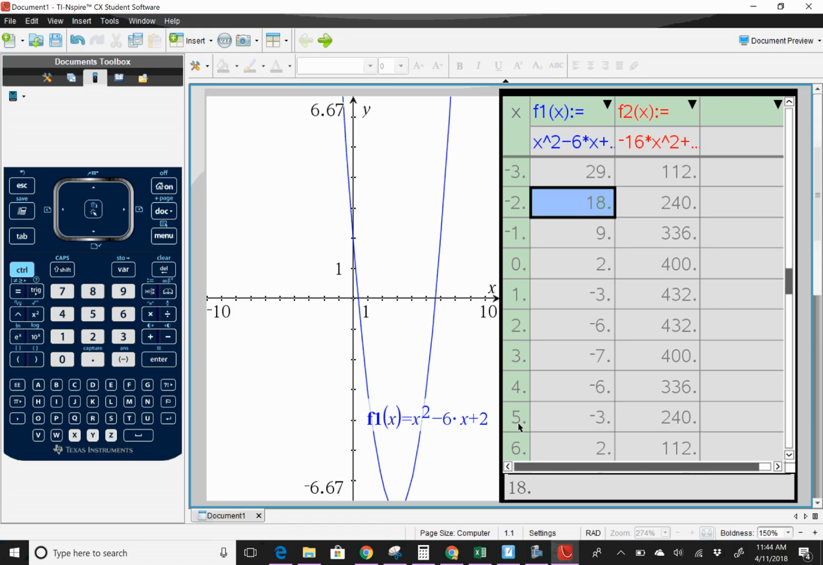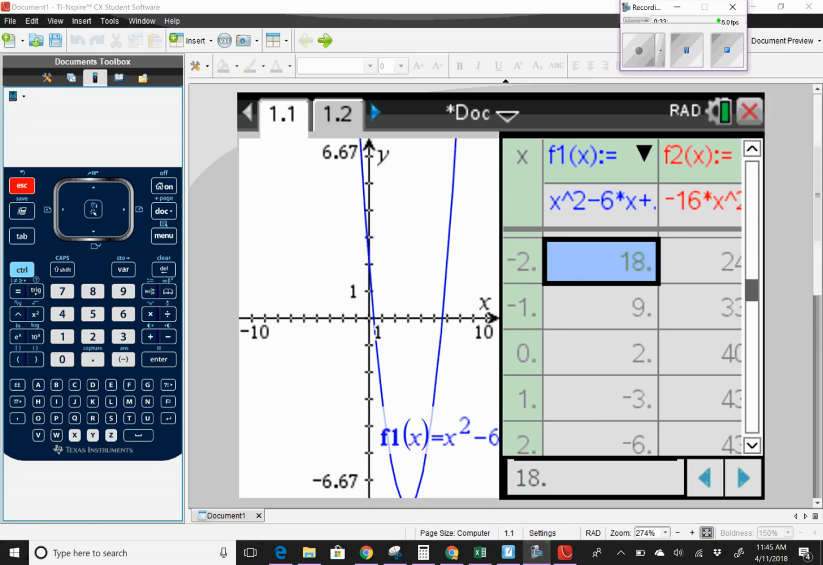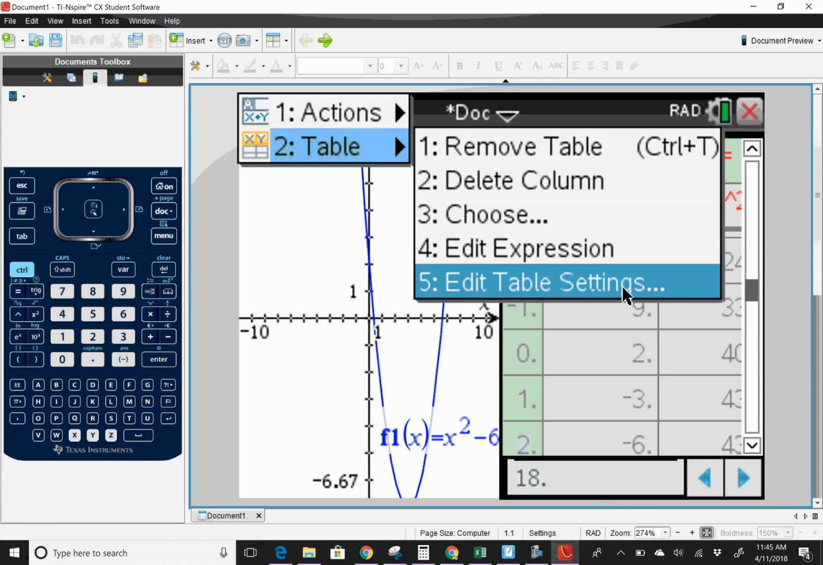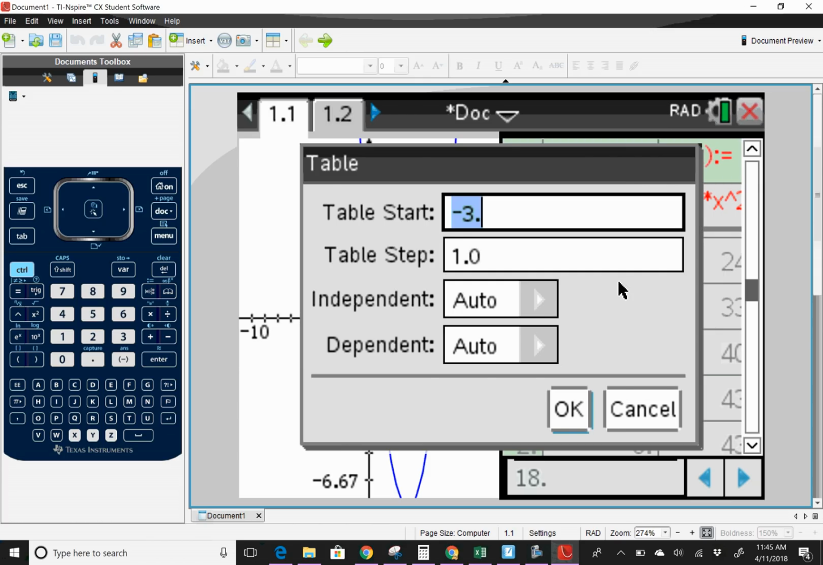So when I'm on my table, if I hit menu, maybe it's not going to show me. I need to get to a different screen. Let me pause 1 second, please. Okay, I had to change the settings so that you could see what I was doing. So when I push menu, and you go to your table, and you go to edit table settings, it's actually not going to give it to you.